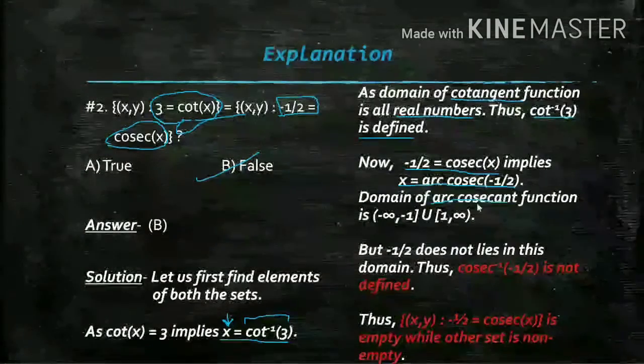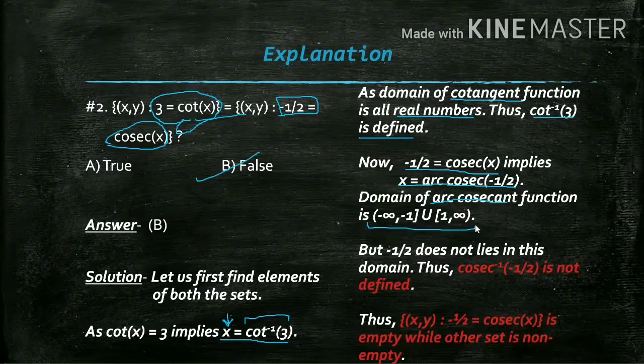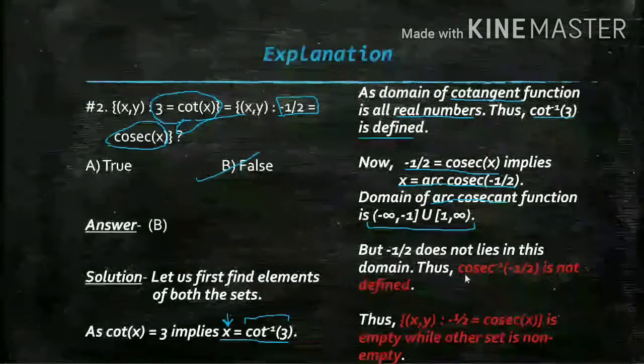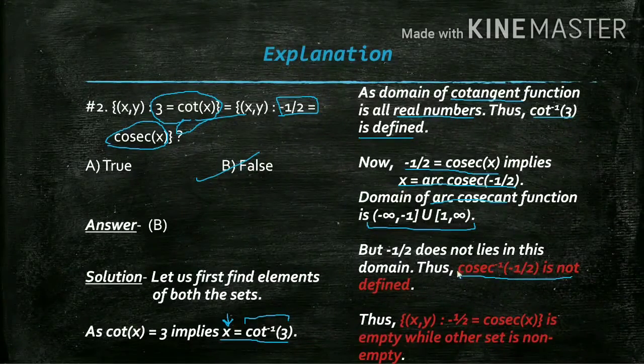Domain of cosec inverse function is this, same as for the sec function: less than or equal to minus 1, greater than or equal to 1. But again, minus half does not lie in this interval. So that means this is not defined. Cosec inverse of minus half is not defined. You can't write like that.